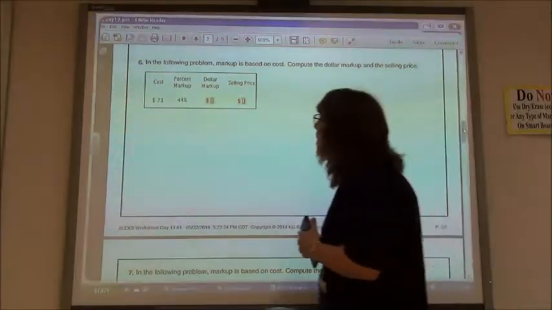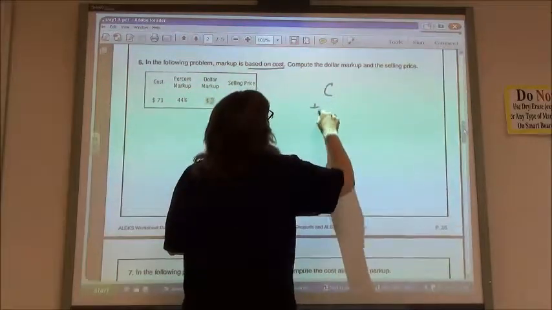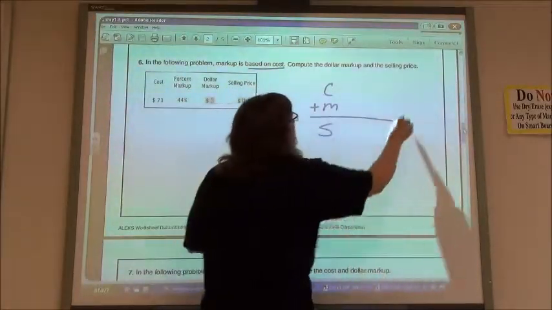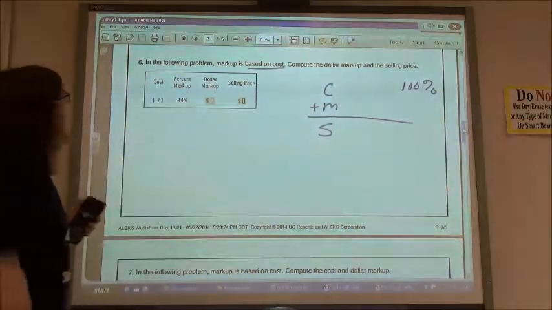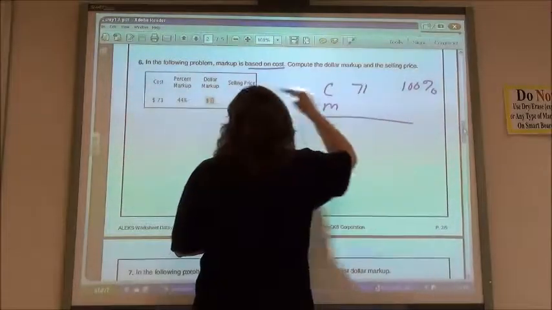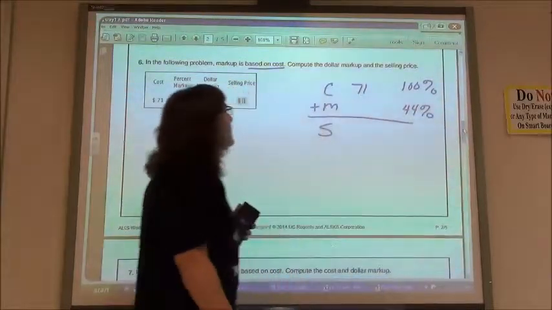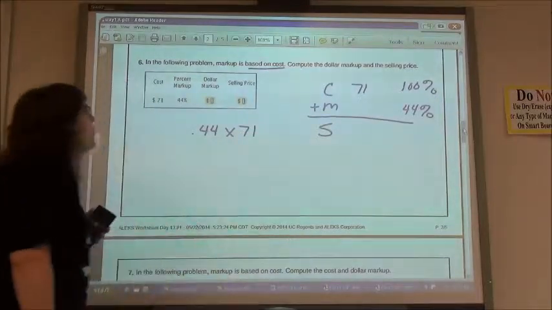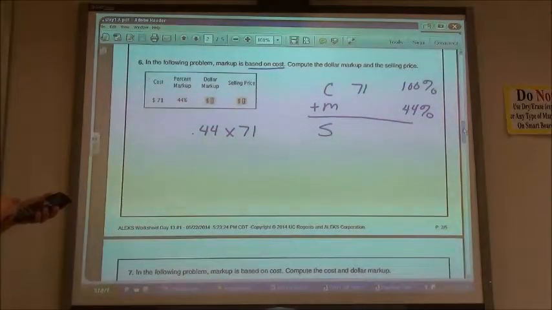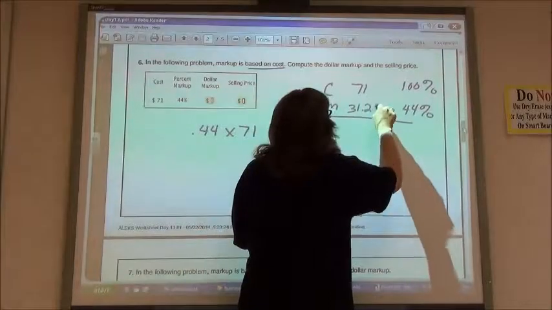Number 6, same kind of thing. In the following problem, markup is based on the cost again. So my cost plus my markup is equal to my selling price. I'm basing it on the cost. My cost is $71. My markup rate, markup percent, 44%. So 44% of the cost, 0.44 times 71, gives me a markup of $31.24.